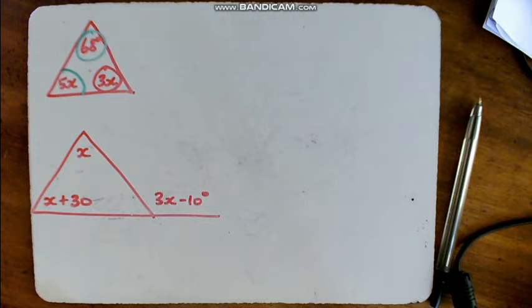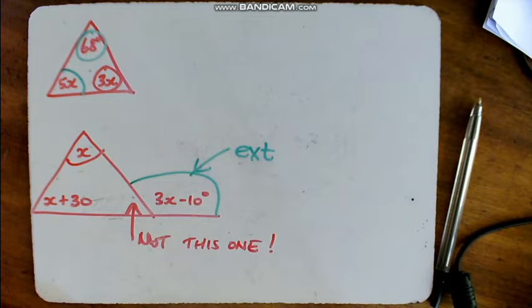Right, the next one we're looking at is the exterior angle of a triangle. Don't forget that the exterior angle is equal to the sum of the two opposite interior angles. This is the exterior angle. It's going to be equal to the two opposites. How do we know which one is opposite? Not this one, but x and x plus 30.